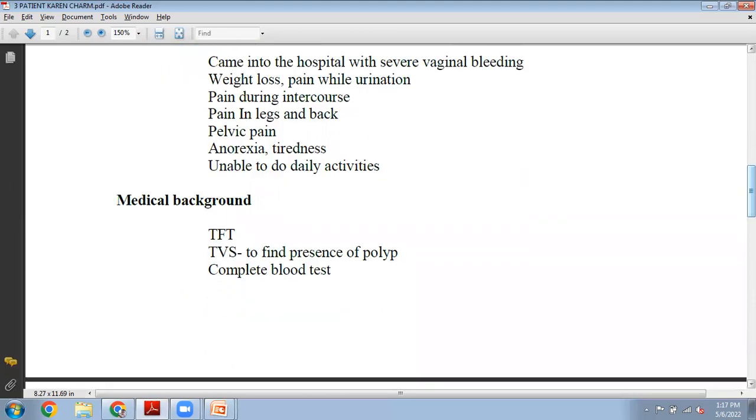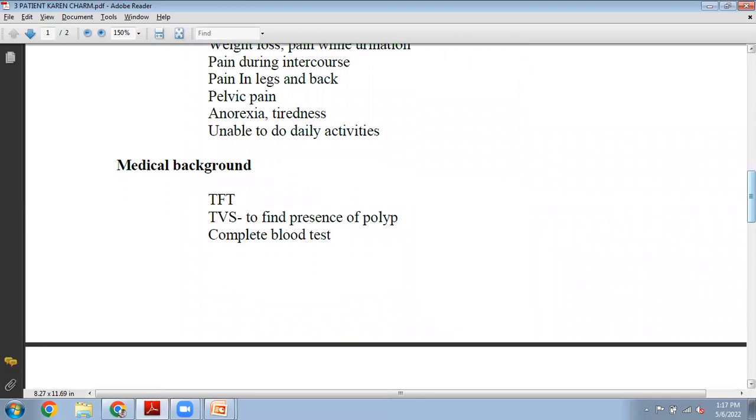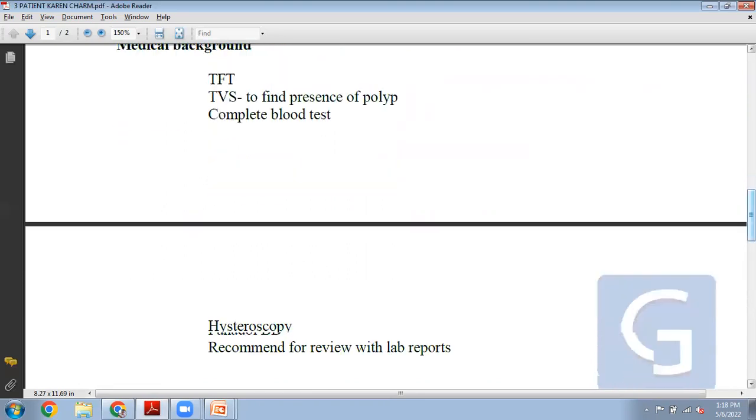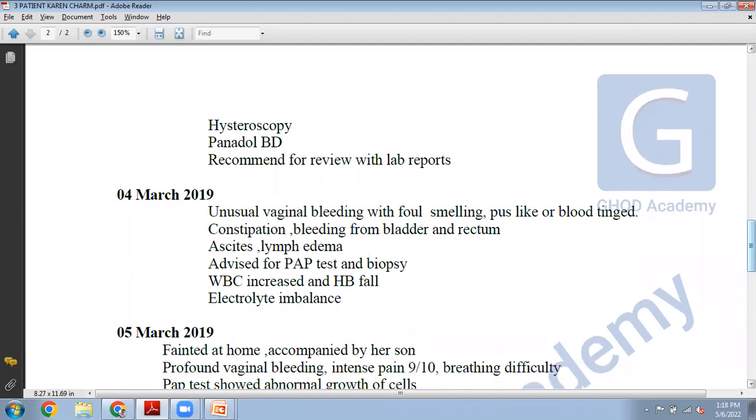Okay. Then come to the medical background: TFT, TVS to find the presence of polyp, complete blood test. These investigations we already performed on the first visit itself. So we have to include these investigations too. And hysteroscopy, Panadol BD, recommended for review with lab reports. Okay, so these things we have to include. We are writing about the last visit, so there is no need to include from here. That we will do later.